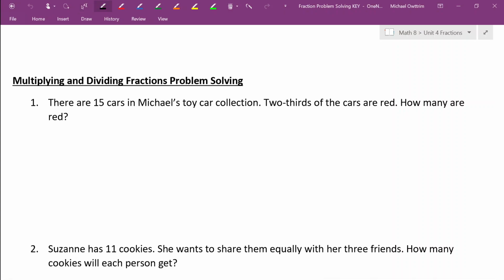Hello class, today we're talking about problem solving with fractions that involve multiplication and division. So in question 1 we've got 15 cars in Michael's toy collection, 2/3 of the cars are red, how many are red? So this is a simple case.